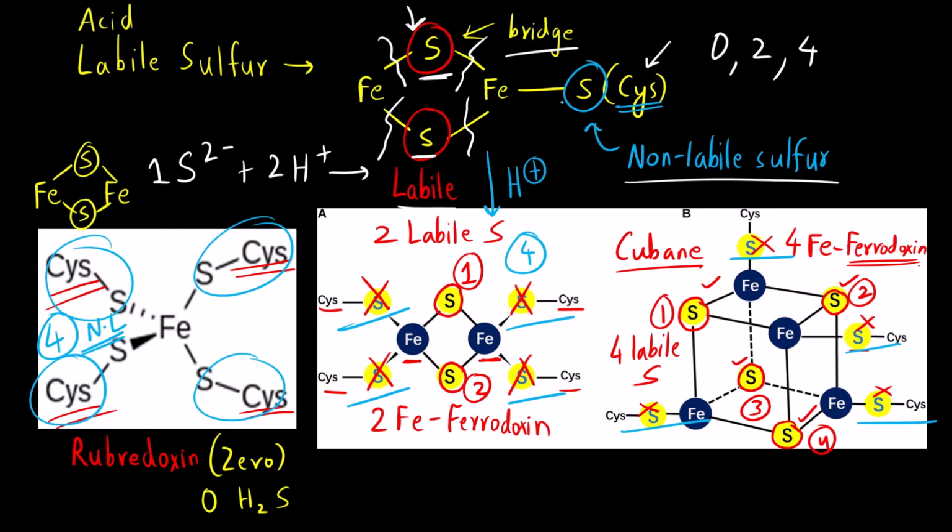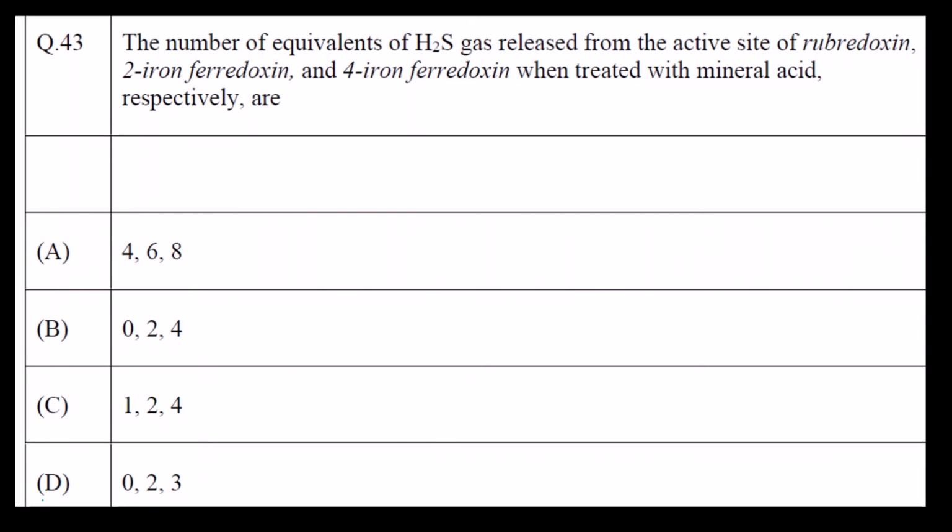So labile sulfurs are 0, 2 and 4. So what is the correct answer? The correct answer is 0, 2, 4. That is option B. I hope you have understood how to identify labile and non-labile sulfurs.